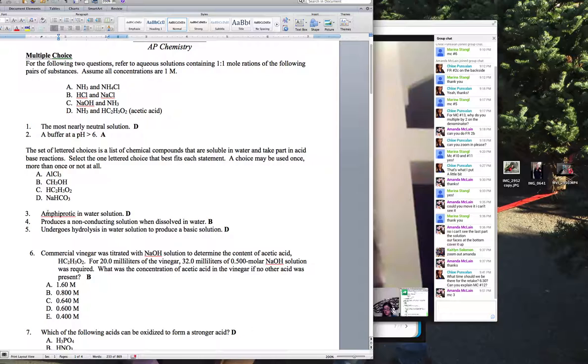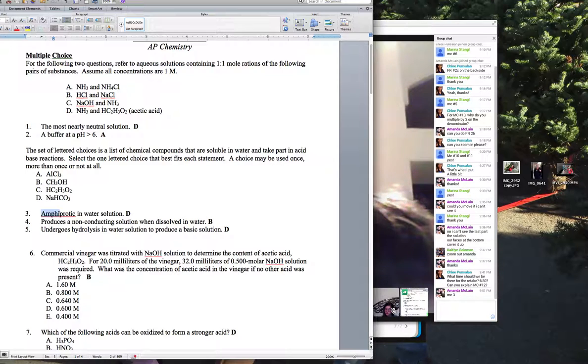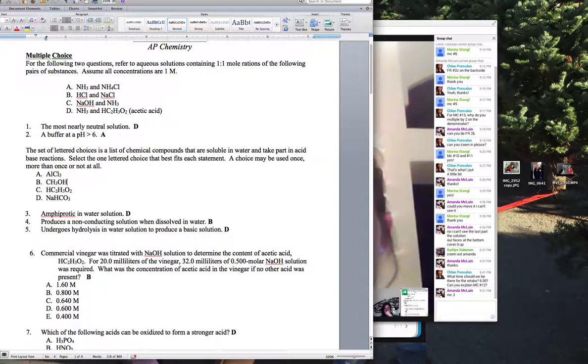Amphiprotic in water solution. Amphiprotic means that if it's protic, it's talking about the H. If it's amphi, it means that it can go two different ways, like an amphibian, water and air. So if it's amphiprotic, it means it can gain or lose an H. You have to look for one of the solutions to have an H that can come off. So A doesn't have any H's, so that's not even close. B, it's got an H, but it's organic, and this H is part of an alcohol. When it ends in OH, that's an alcohol. If it's organic and the H can come off, it's going to be written out front, like it is in C. That means it's acetic acid. So C is a possibility. It can give up an H.